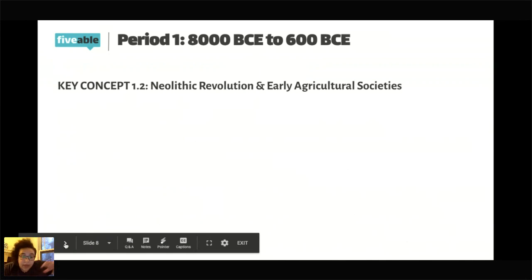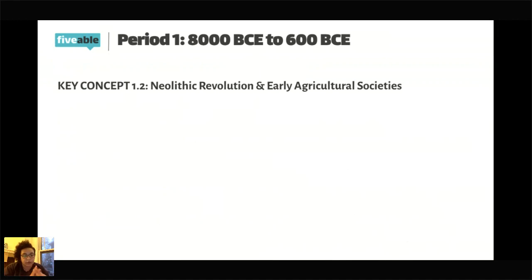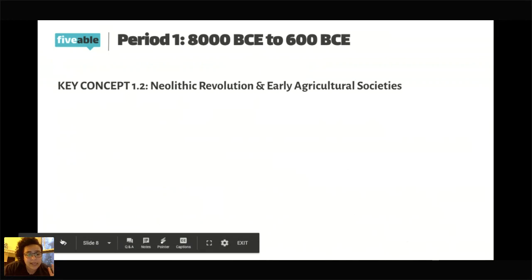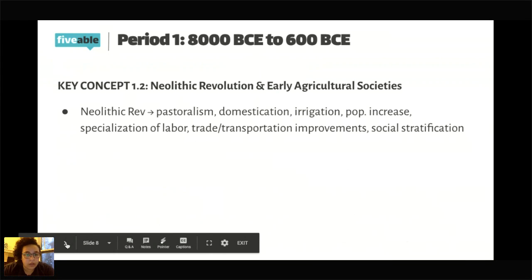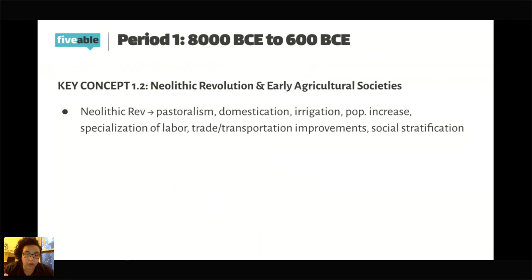Okay, so from that early time where you have foragers, where everyone is working together to survive, they have a lot of leisure time in that lifestyle, but it's also really difficult because you have to literally find your food. Then comes agriculture, right? The Neolithic Revolution.